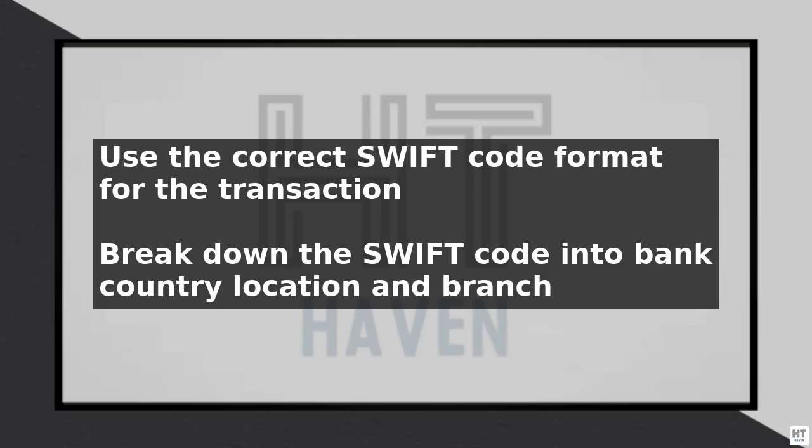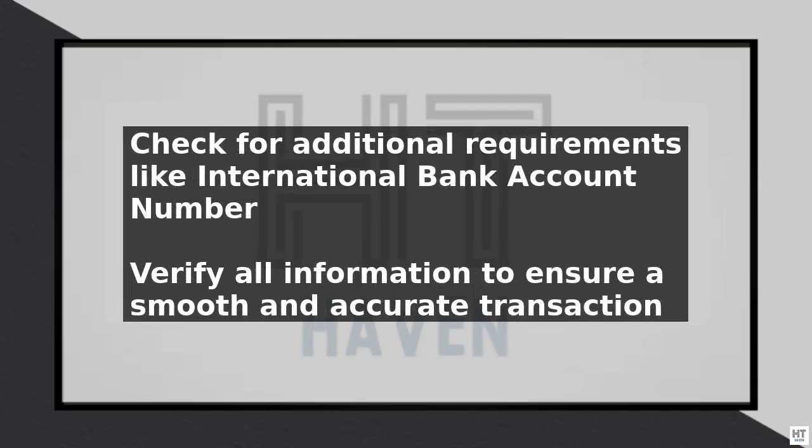In addition to the SWIFT code, you may also need to provide an international bank account number, or IBAN. For certain international transactions, the IBAN is used to identify the recipient's account and is usually required for transactions within Europe. To ensure that your international transfer is processed correctly, make sure to double-check all the information you provide to your bank, including the SWIFT code, IBAN, and recipient's details. Any errors or inaccuracies can cause delays or result in the transaction being rejected.